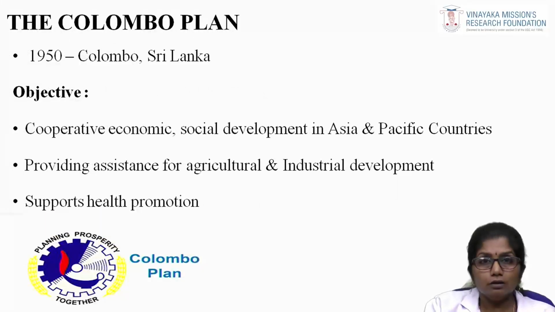We will move on to the Colombo Plan. The main objective of the Colombo Plan is to create a cooperative economic and social development in Asia and Pacific countries. It was started in the year 1950. It helps in assisting the agriculture and industrial development sectors, and also it helps health promotion.